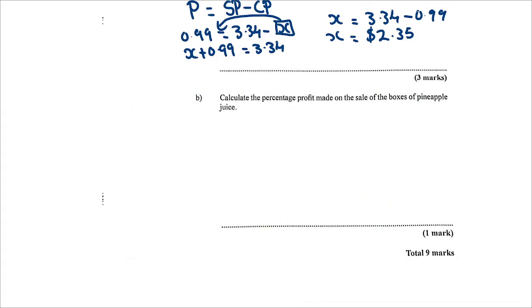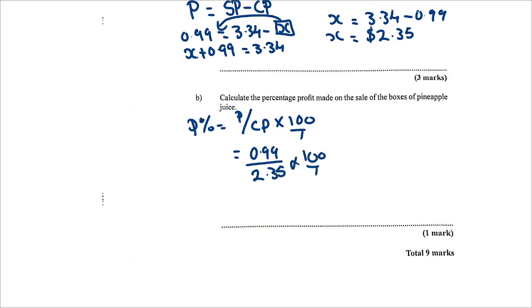Alright? The question says calculate the percentage profit made on the sale of the boxes of pineapple juice. Now this is 1 mark. Profit percent. If you remember your formula, you can do this. Profit percent is equal to your profit always over your cost price. Whether it's loss or anything, it's always over the original price. Multiply by 100 over 1, which is 0.99 over your cost price, which was $2.35, multiply by 100 over 1, which is, use your calculator.